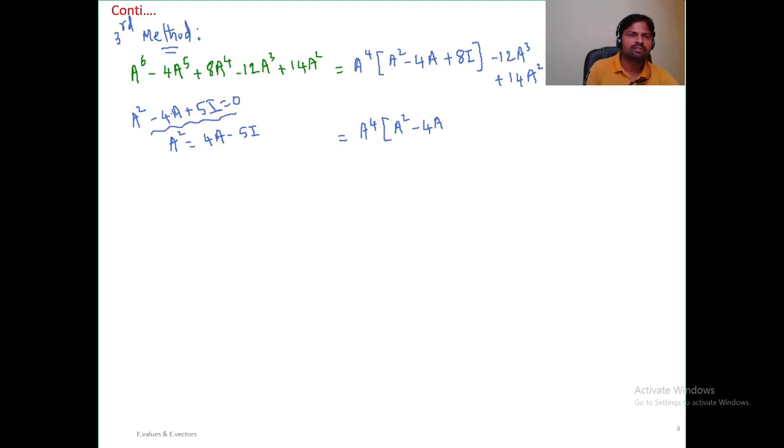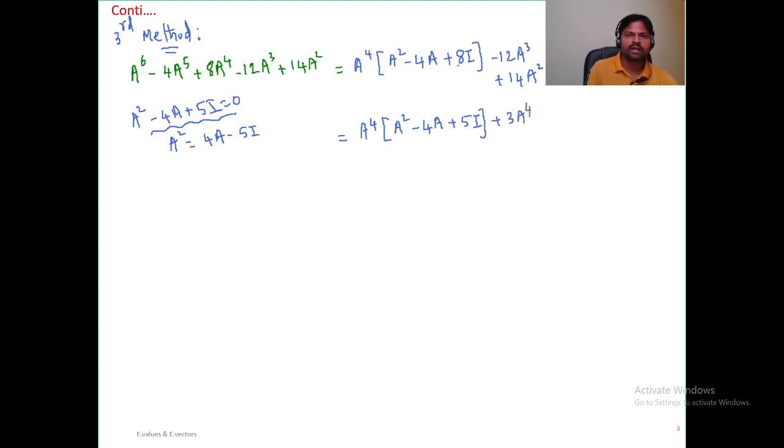If 5 is there, then I will write this entire 3-valued expression as a null matrix. So I am writing this as 5i plus 3i plus 3i. But 3i into a power 4, 3a power 4, that I am writing outside. 3a power 4 I am writing outside.